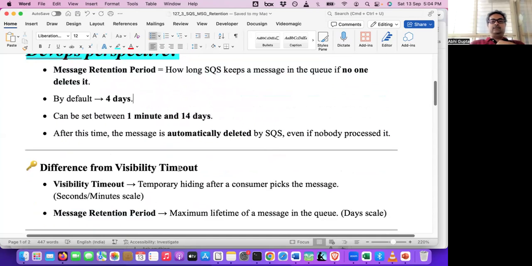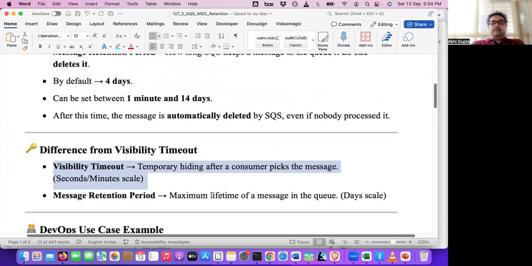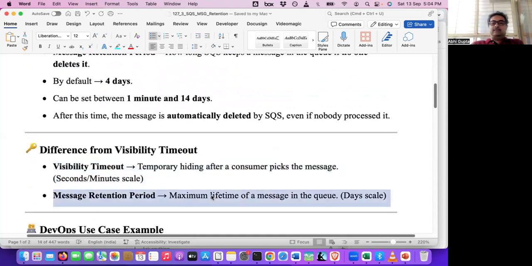So how is it different from visibility timeout? Visibility timeout is a temporary hiding after a consumer picks up the message. It's in terms of seconds or minutes. And message retention is the maximum lifetime of a message in the queue.